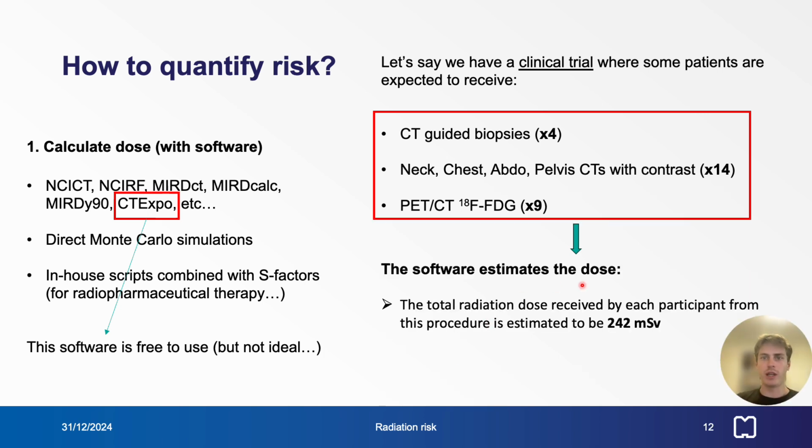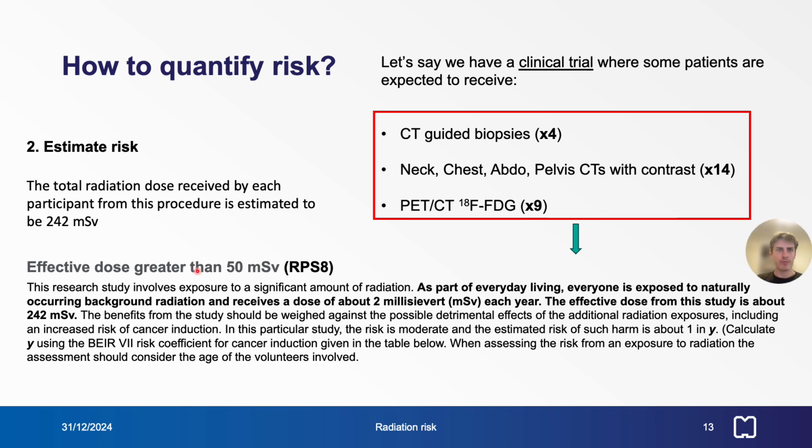So you've input the parameters into the software, which estimates the dose and provides the absorbed dose to all of the organs, as well as the total radiation dose received for this imaging schedule. It was 242 millisieverts, including the PET aspect of imaging, though this was calculated in a separate manner. So we've estimated the dose to be 242 millisieverts.